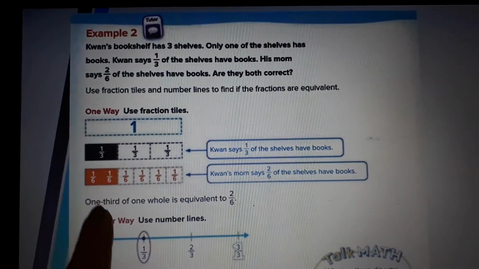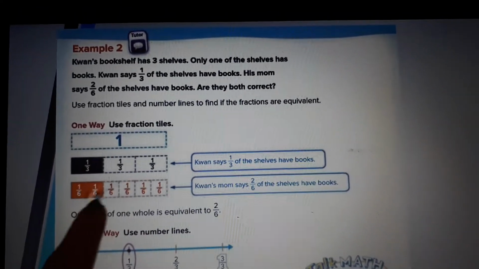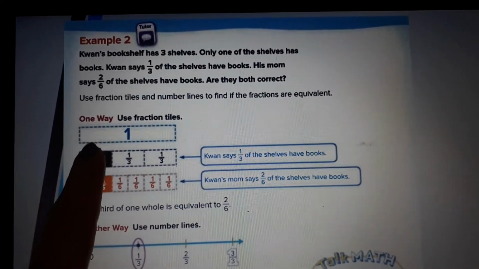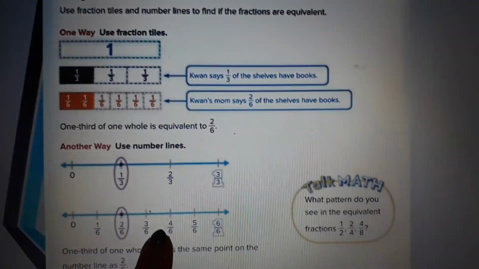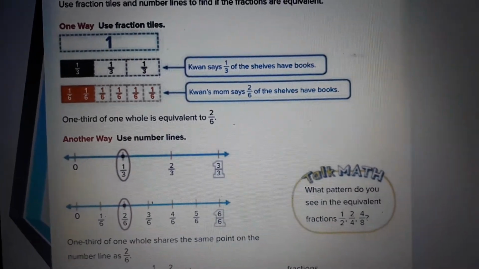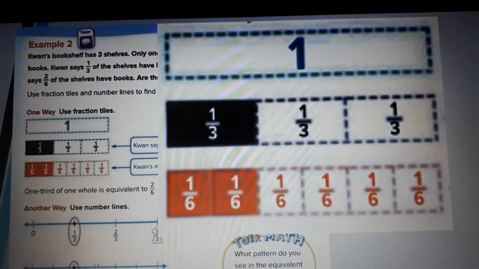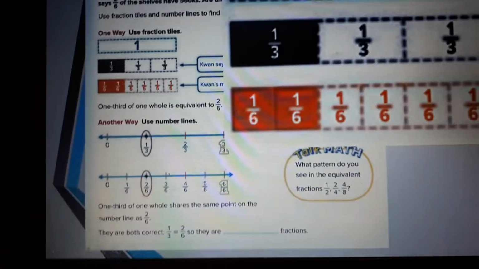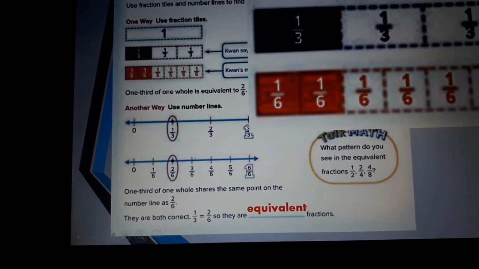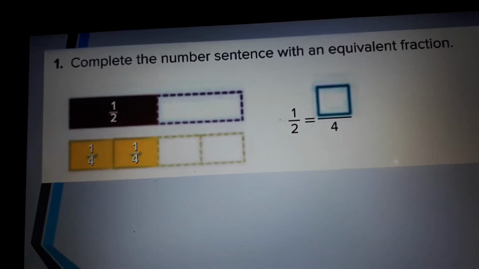So 1 over 3 and 2 over 6, both are the same part. So 1 over 3 is equal to 2 over 6. You see here? 1 over 3 is equal to 2 over 6. So both are equivalent. Now look at the first question here.